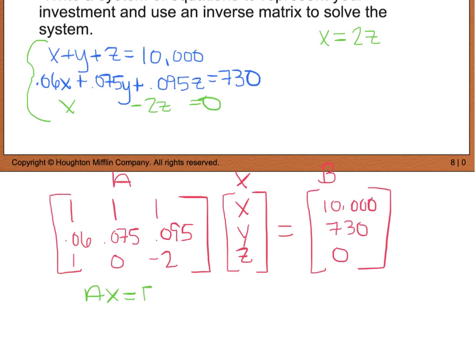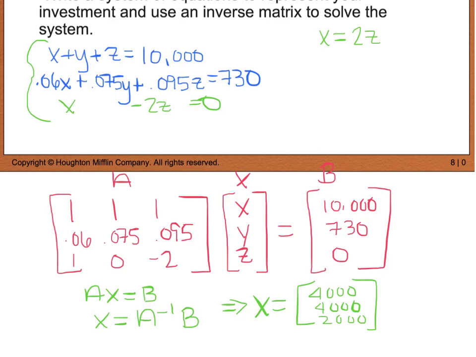Now to finish solving this, I know that if my equation is AX equals B, if I want to solve for this x here, then I'm going to have to isolate x and go A inverse times B. Again, I'll show you how to do this on your calculator if you don't recall how to do that. But when I go A inverse times B, you will find that we get a matrix X equal to 4,000, 4,000, and 2,000. Just as a quick check, 4,000 plus 4,000 plus 2,000 equals the original 10,000 I invested.